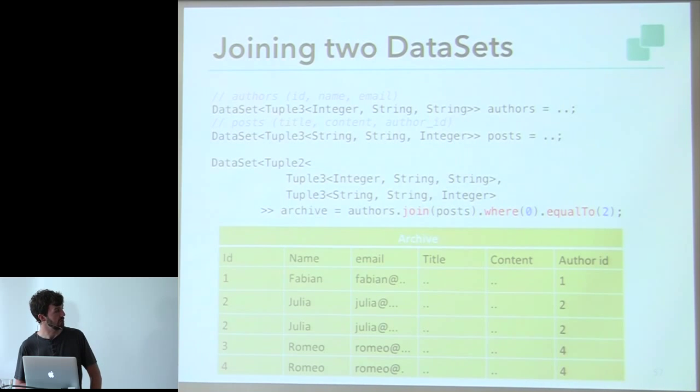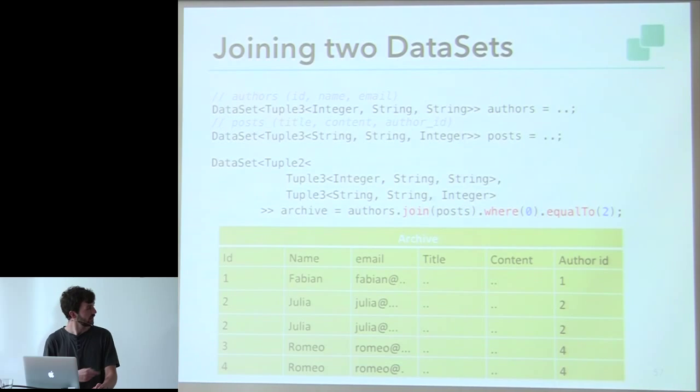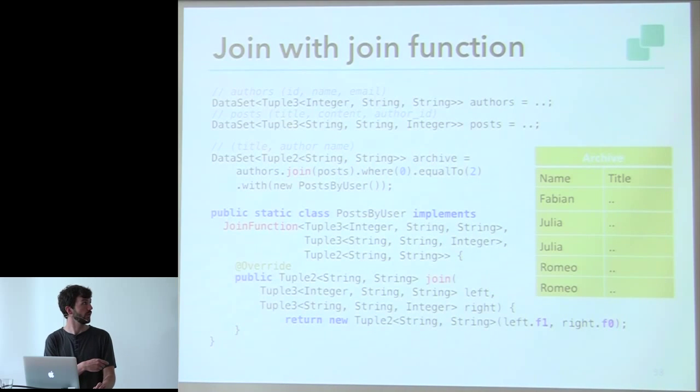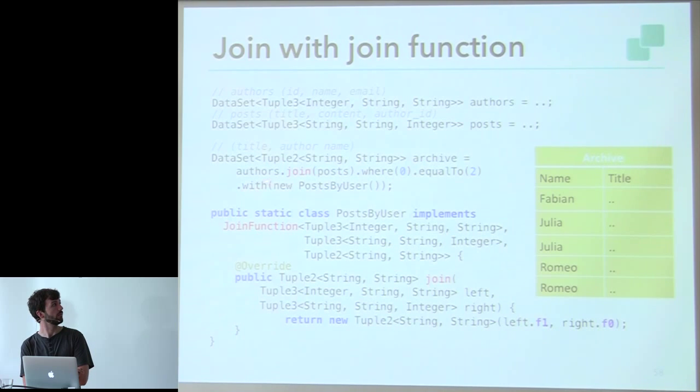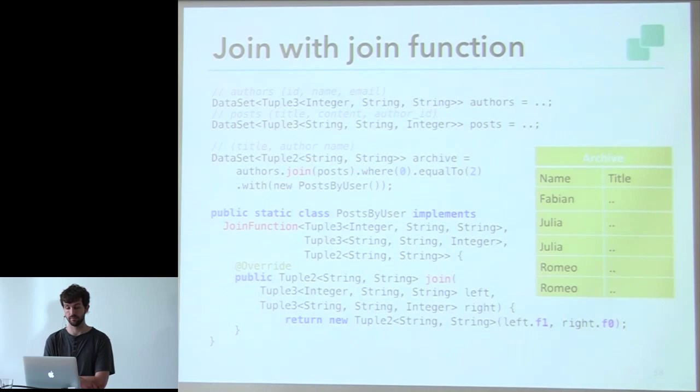So yeah, we can see here Julia's post and Romeo's post. And this is a bit bulky because you actually get a Tuple2 which contains both types of the input data sets. But you can also use a join function, which you apply using this with syntax. And with this join function, you could, for example, specify that you receive the 2 inputs, but you want to only keep the name of the author and the title of the post he or she wrote.